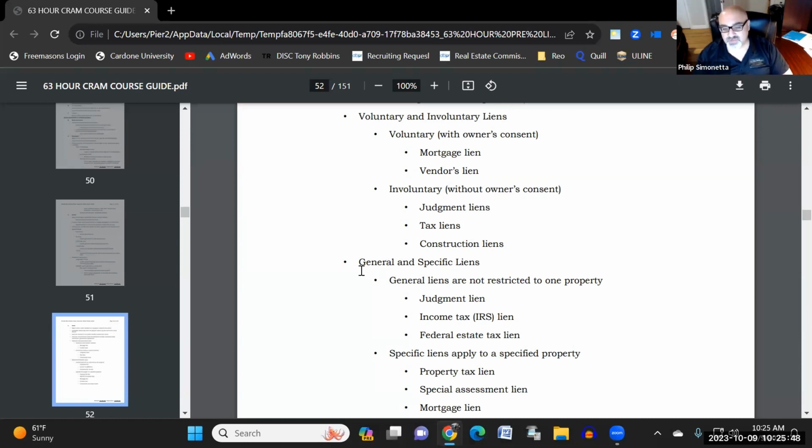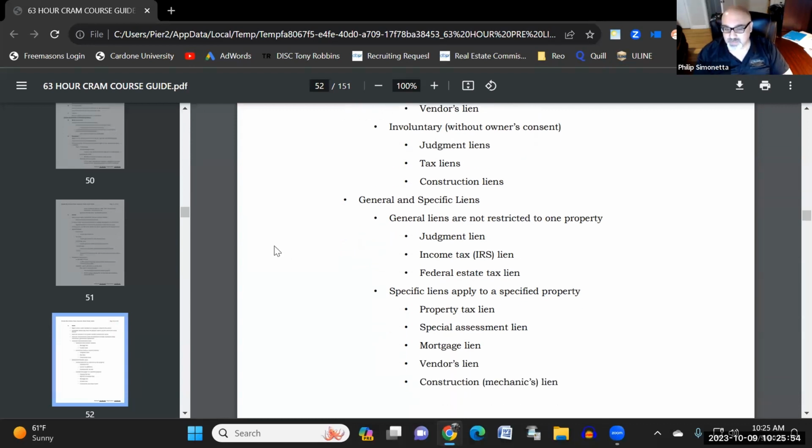And you also have general and specific liens. General liens are not restricted to one property. So if you own 5 properties and you have a general lien against you, they can attach all properties. That would be a judgment lien, like if you get sued, an IRS lien, an income tax lien if you didn't pay your taxes, and a federal estate tax lien. If you inherited stuff and you owe taxes, they can actually attach the properties if you don't pay.